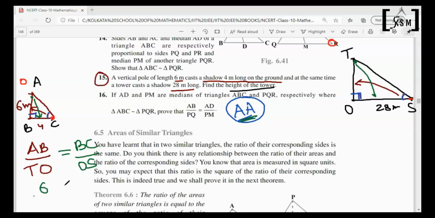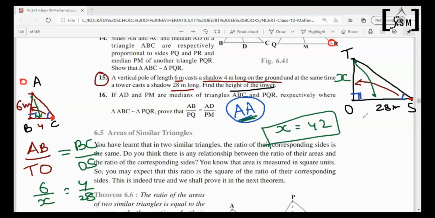So 6 over TO, let's say X, is equal to BC is 4 and OS is 28. While simplifying, we get X equal to 42. Sorry, not 1 over 42, just 42, right? So 42 meters. Units are always important.